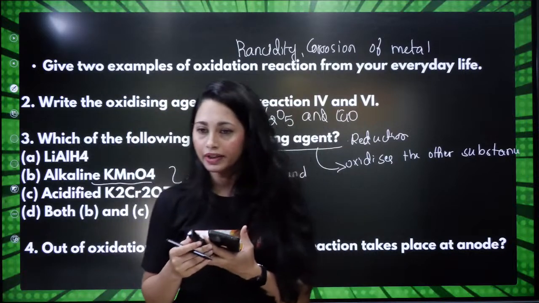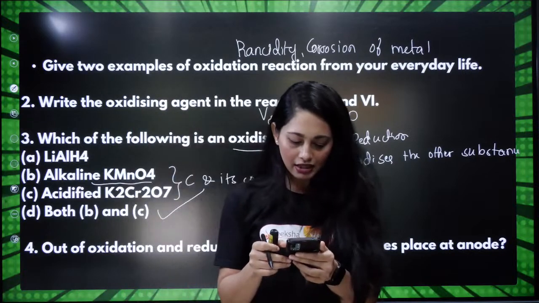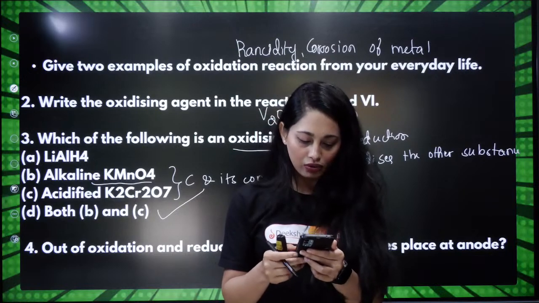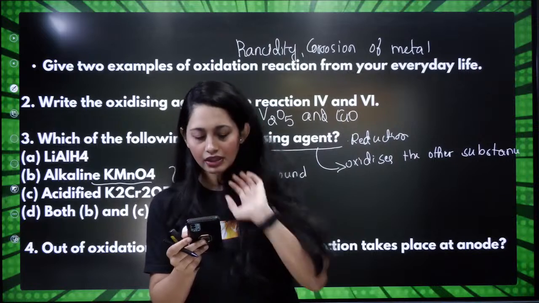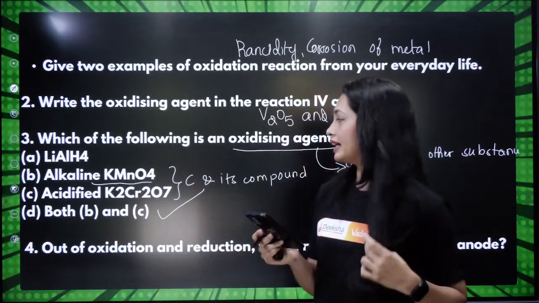Option D, Rashmi, good. Others, where are others? There are 11 students and I see only 2 of them answering. D. Okay, D is the right answer.